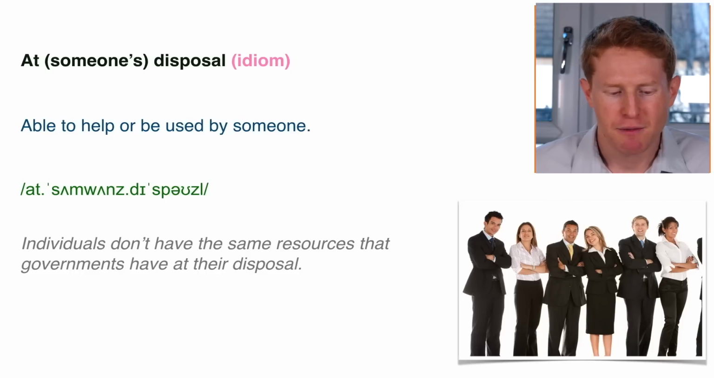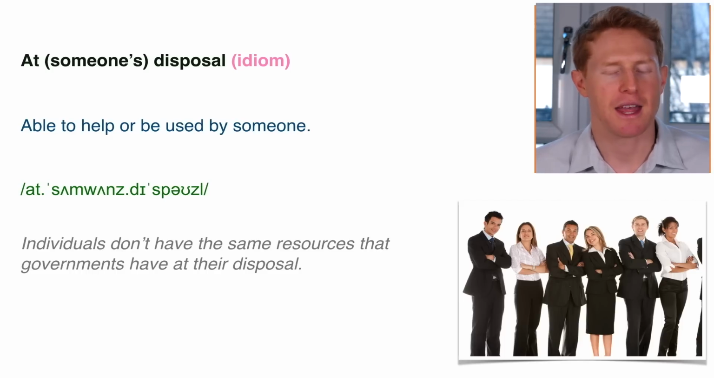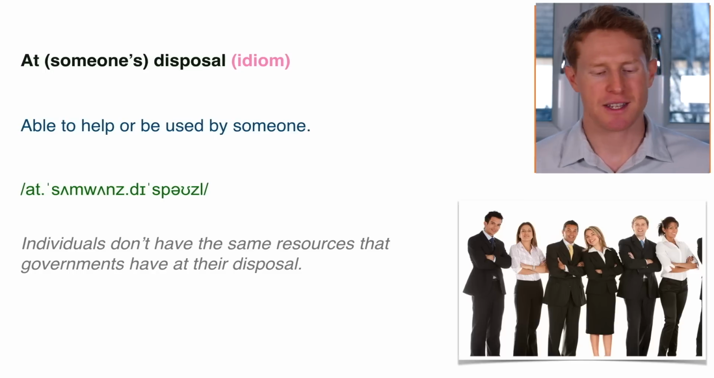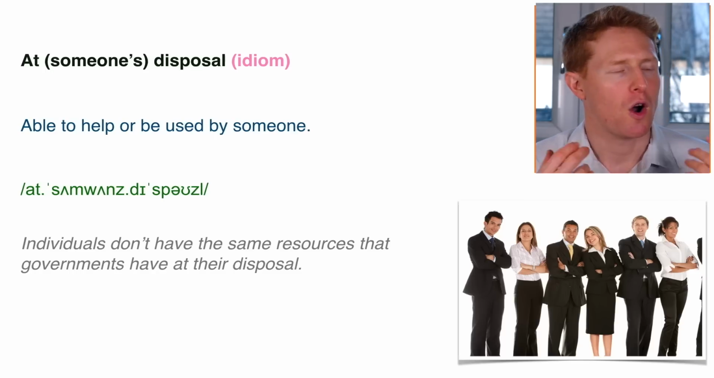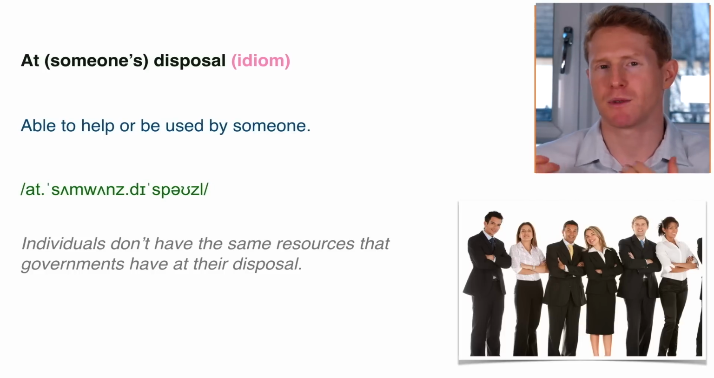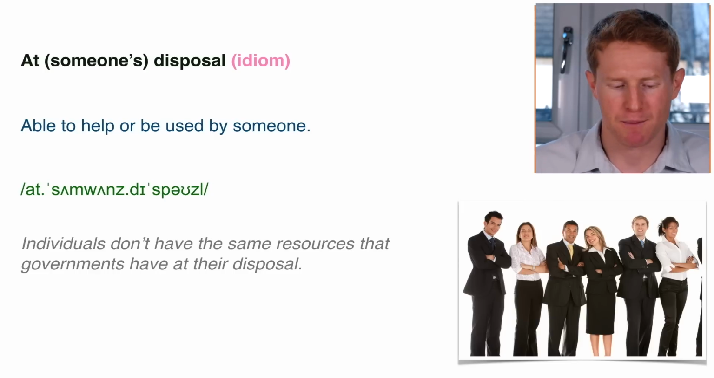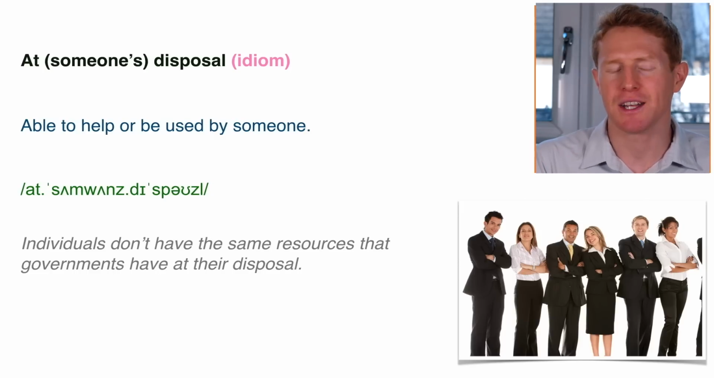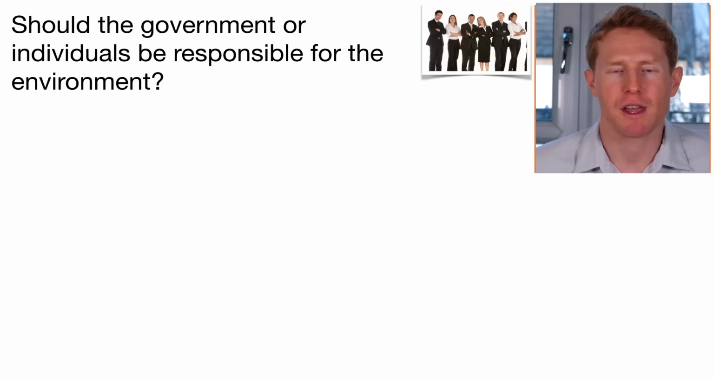Okay. Individuals don't have the same resources that governments have at their disposal. So that's saying that individuals don't have the same objects, tools, people to help them as governments do. Governments have many more objects, tools, people to help them. They have more people at their disposal. Right. So should the government or individuals be responsible for the environment?